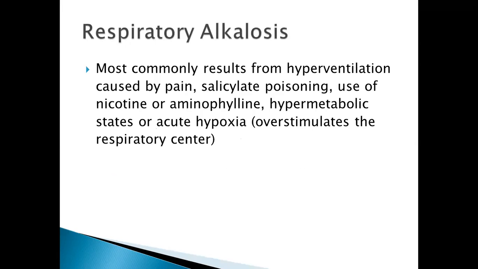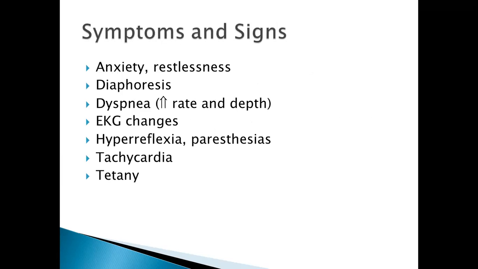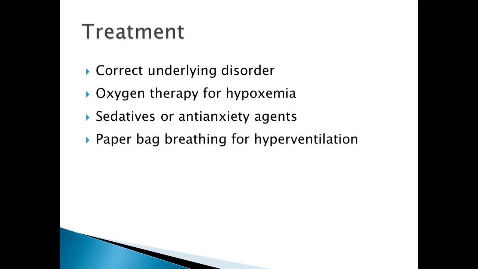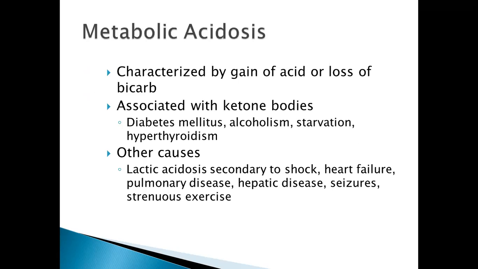Respiratory alkalosis most commonly results from hyperventilation caused by pain, salicylate poisoning, use of nicotine or aminophylline, hypermetabolic status, or acute hypoxia which overstimulates the respiratory center. Signs and symptoms include anxiety, restlessness, diaphoresis, dyspnea, hyperreflexia, paresthesia, tachycardia, and tetany. ABG results, if uncompensated: pH will be high with low PaCO2 and normal bicarbonate. In compensated, bicarbonate will also decrease with normalization of pH. Treatment includes correcting the underlying disorder, oxygen therapy for hypoxemia, sedatives or anti-anxiety agents, and paper bag breathing for hyperventilation.